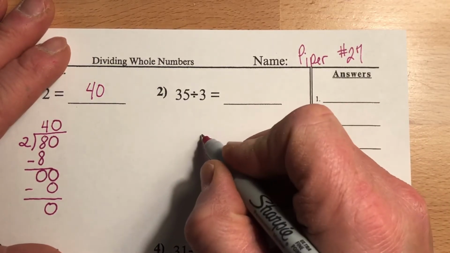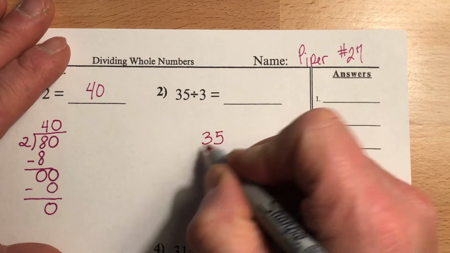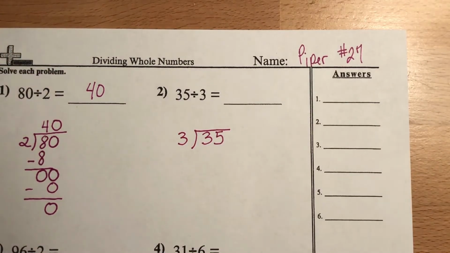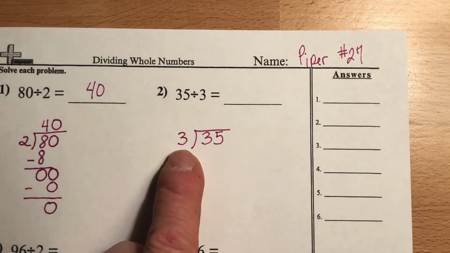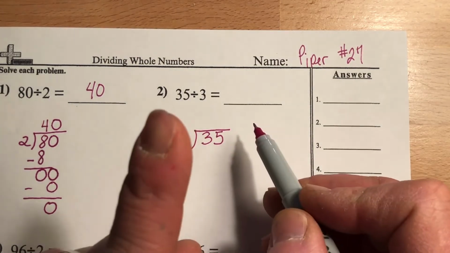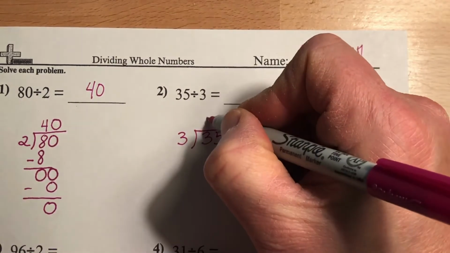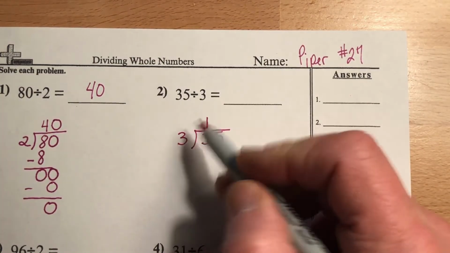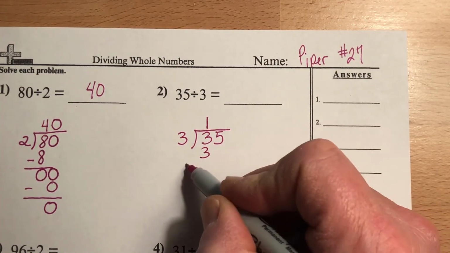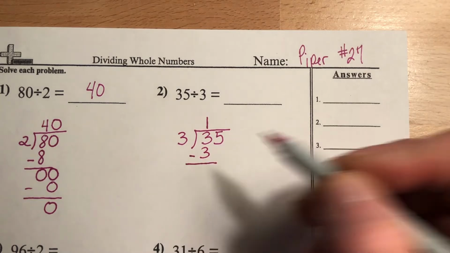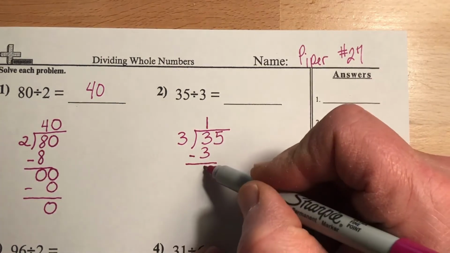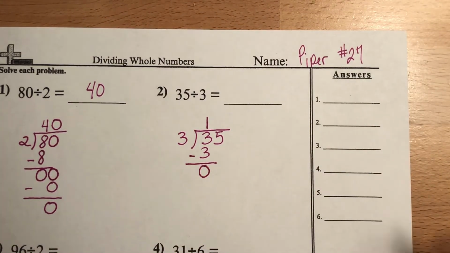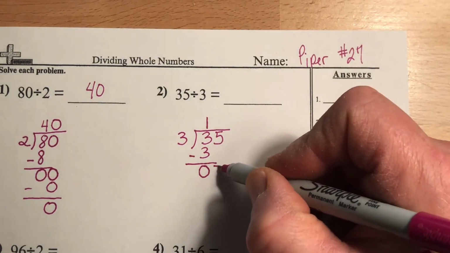35 divided by 3. So 35 is my dividend, and 3 is my divisor. Okay, I'm ready to go. 3 fits into 3 one time, right? So I put that 1 there. Now I have to prove it with multiplication. 1 times 3 is 3. Now I subtract, okay? Find out what my difference is, and I know it's going to be 0. And I check, is 0 smaller than 3? Yep, I'm good.